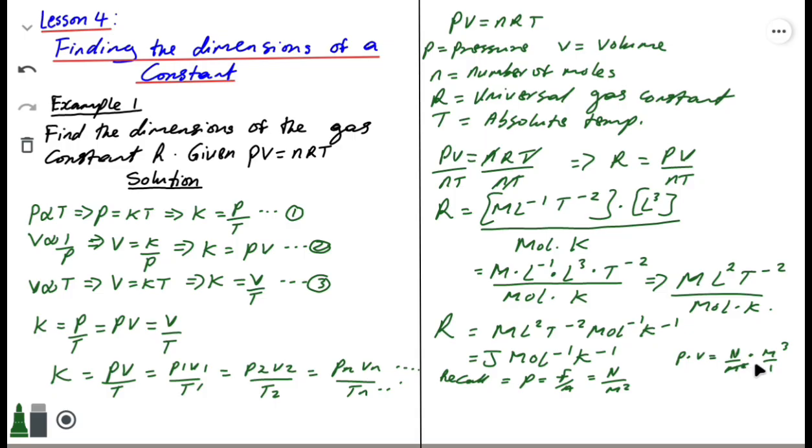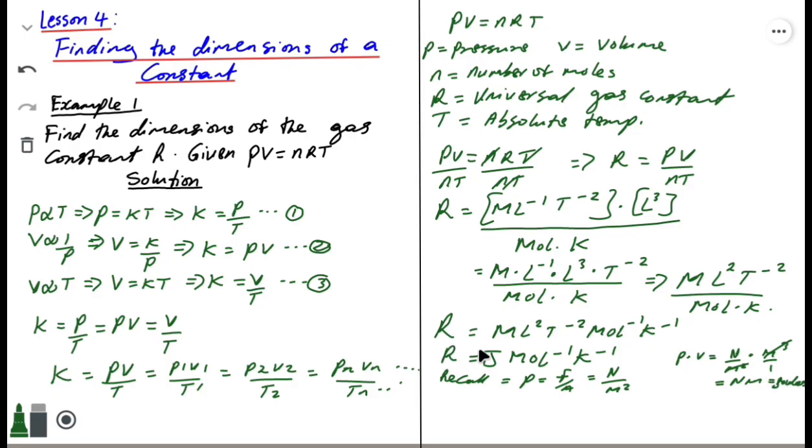Now, if we cancel out this, we're going to be left with Nm. And Nm is equal to joule, as work done is equal to force times distance. The unit of work done is given to be Newton meter and also joule. But we use all these units in different cases when solving questions in physics.